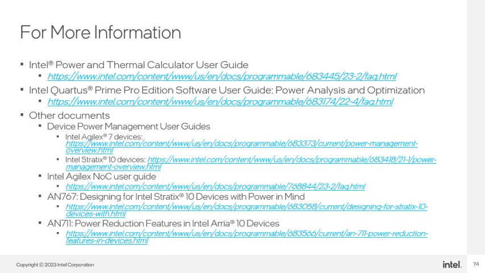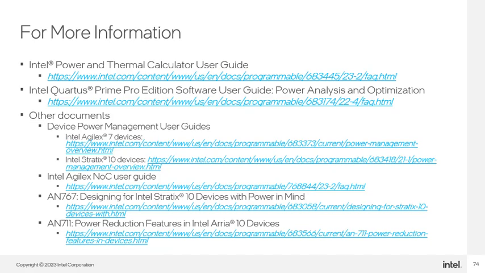This concludes the training. For more information, we recommend the linked documents listed here. Start with the PTC user guide for detailed information about all the settings and options available in the tool. The Intel Quartus Prime software user guide on power analysis and optimization, and the Intel Agilex and Intel Stratix 10 power management user guides should be your go-to references for power management.